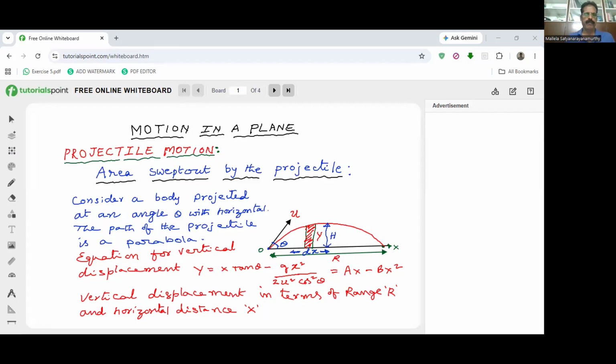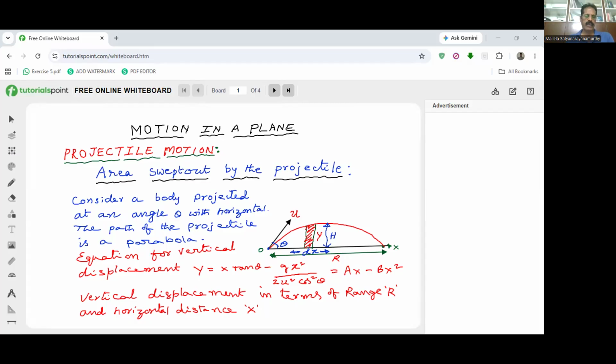Good morning, everybody. Today I want to start motion in a plane one, a new concept in projectile motion. I want to explain the area swept out by the projectile when a body is projected with certain initial velocity u at an angle theta with the horizontal. The path of the projectile is a parabola.